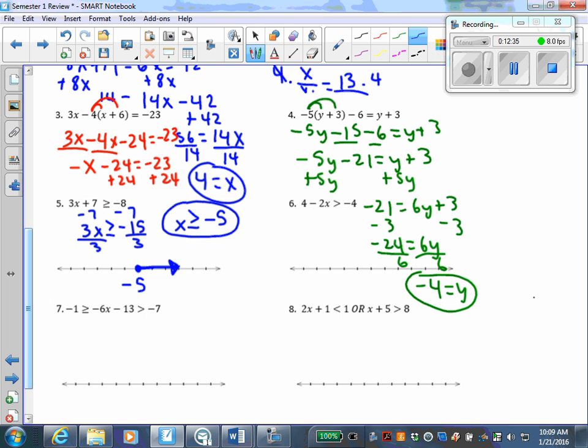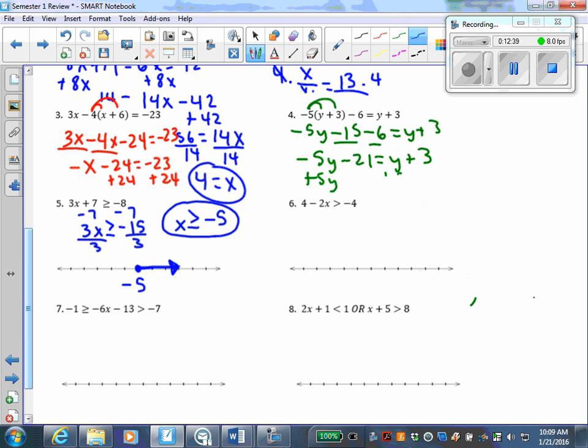Number 6. I'm going to erase this. I have more room. 4 minus 2x is greater than negative 4. I want to get x by itself. I'm going to start by getting rid of this 4 over here. It's positive 4, so I take away 4. So now I have negative 2x is greater than negative 8. Now I need to divide by negative 2.